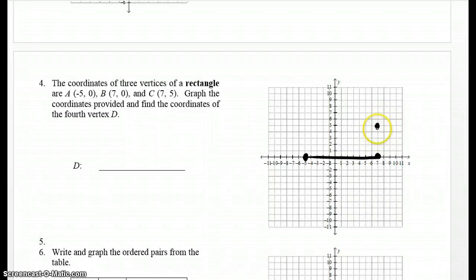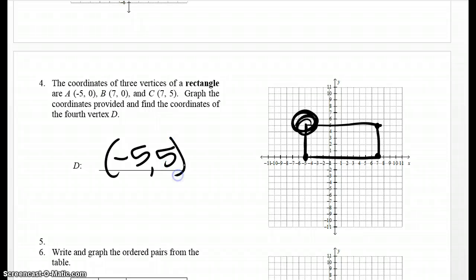Okay. So obviously I need to make a rectangle, so these lines need to be the same distance. And these lines need to be the same distance, which means I need this point right there, which is -5, 5. So D is -5, 5.